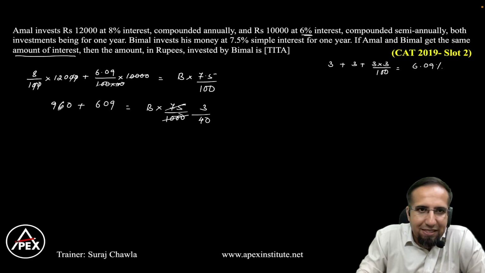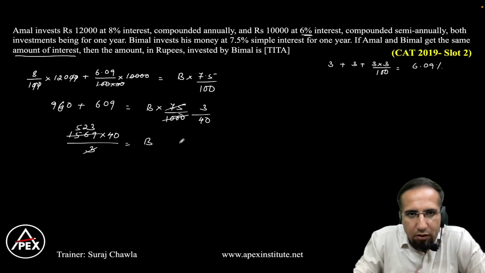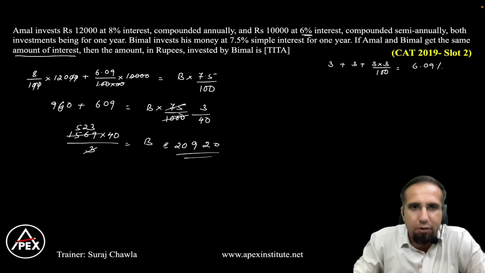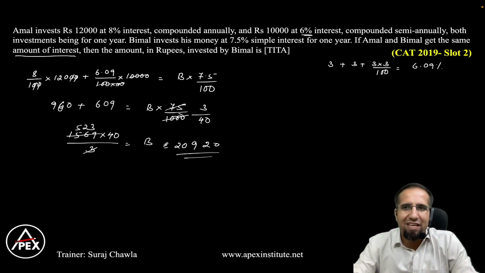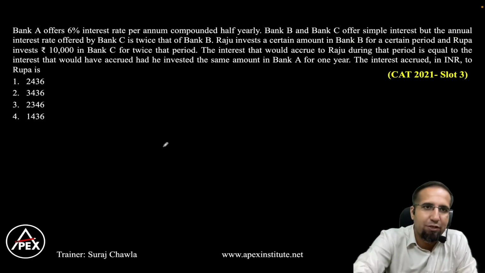So 960 plus 609 will give me 1569 into 40 divided by 3 should be the value of B. And this becomes 523. So 4 threes are 12, 2 I carry 1, that is 9, and 5 fours is 20. And therefore the amount invested by Bimal is going to be 20920 rupees. Right, let's move to the next question here.